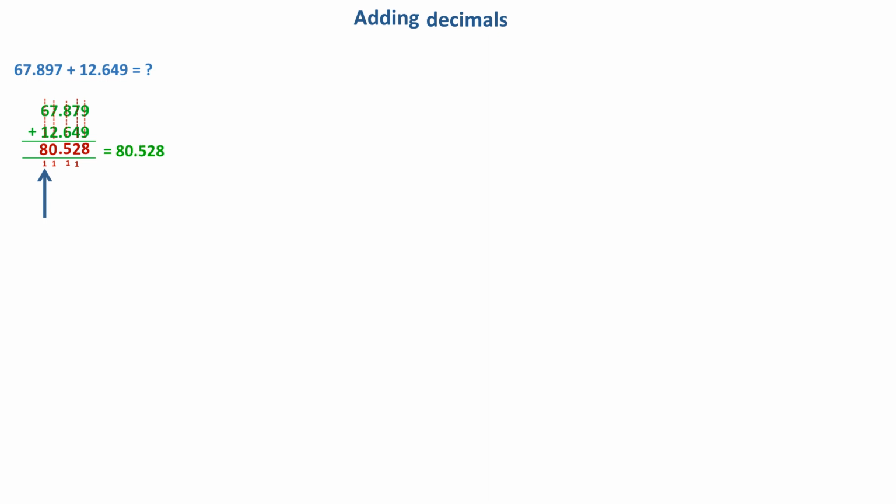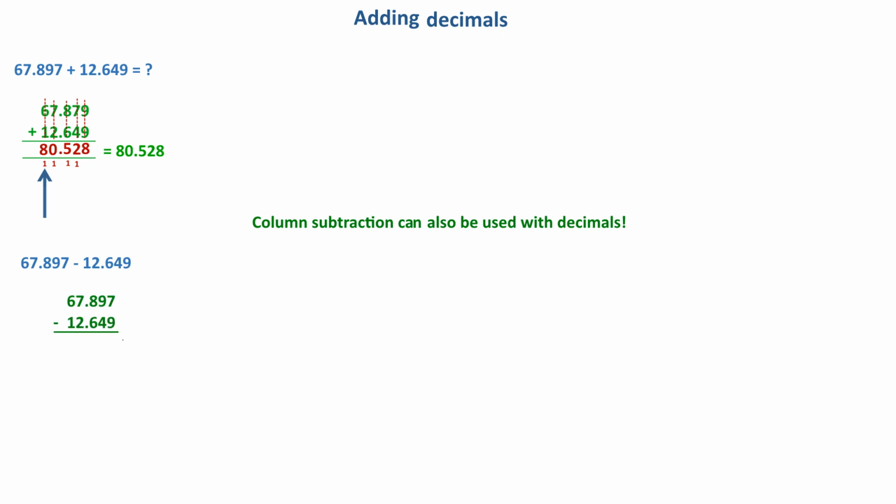Now, last of all, as I mentioned earlier, we can use column subtraction with decimals, so we'll just go through an example of that now. Let's do 67.897 minus 12.649. So we write the two numbers on top of each other, make sure the place values and the decimal points are in line with each other, and begin our column subtraction.